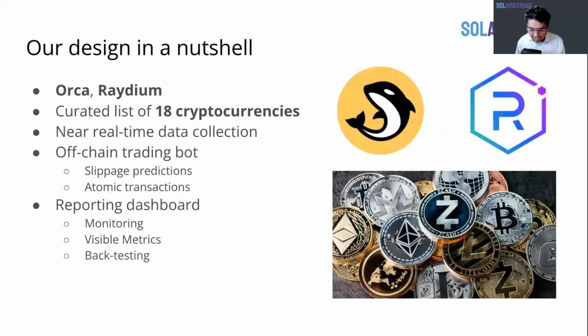So our design in a nutshell is this. We handle 2 AMM platforms, that being Orca and Raydium. We have a curated list of 18 cryptocurrency tokens and their respective liquidity pools. We have a near real-time data collection system that is an off-chain process, as well as an off-chain trading bot. This bot takes from the data collection and also makes atomic transactions for the 2 swaps and predicts the slippage. And finally, last but not least, is our reporting dashboard, which gives visible metrics, real-time monitoring of our processes, and allows you to backtest on previous data.